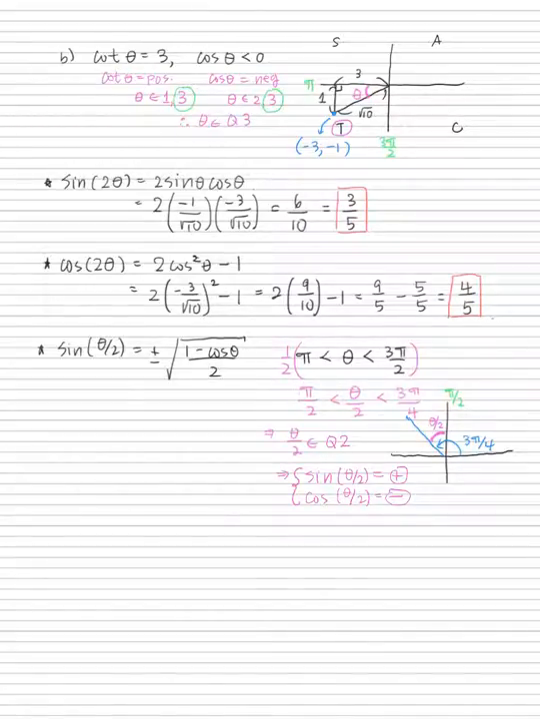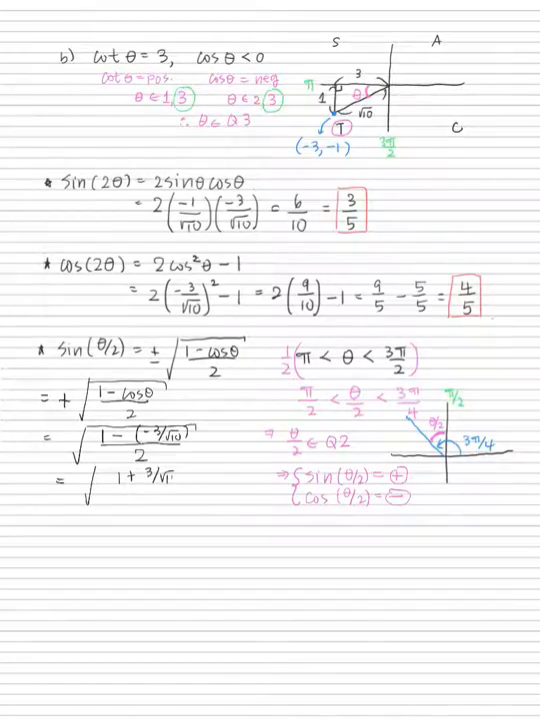Alright, I think we're good to go, so let's do this one. So this is going to be sine of theta over 2. It's going to give us a positive value, so you're going to have positive square root of 1 minus cosine of theta all over 2. Which is the square root of 1 minus, what was cosine? Negative 3 over root 10. Whole thing over 2. Which is square root of 1 plus 3 over root 10 all over 2. Let me see, we need to simplify this. So let me multiply everything through by square root of 10 on top and the bottom.